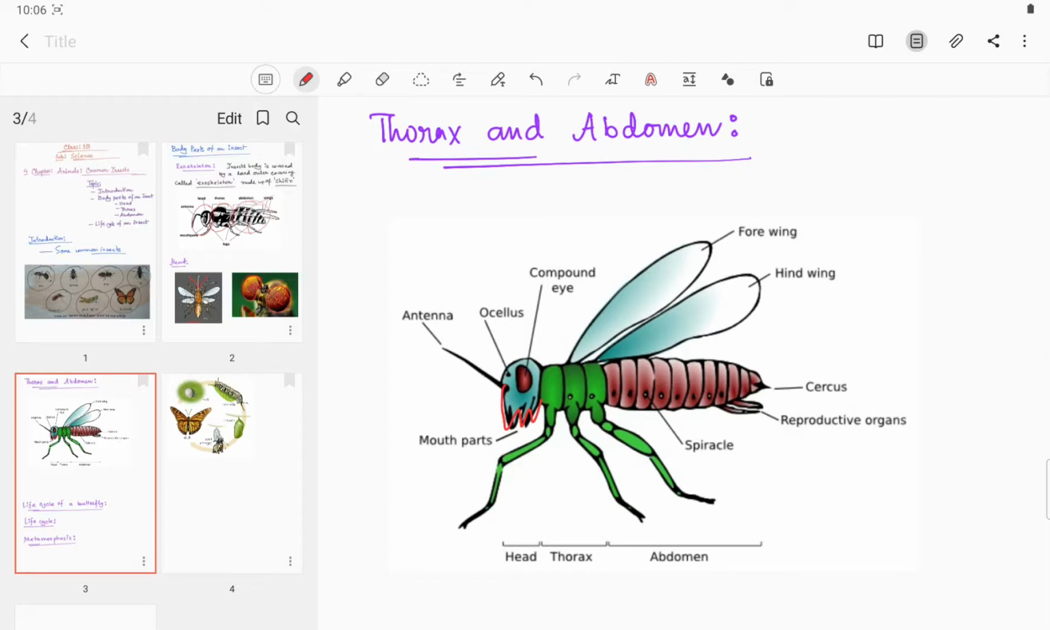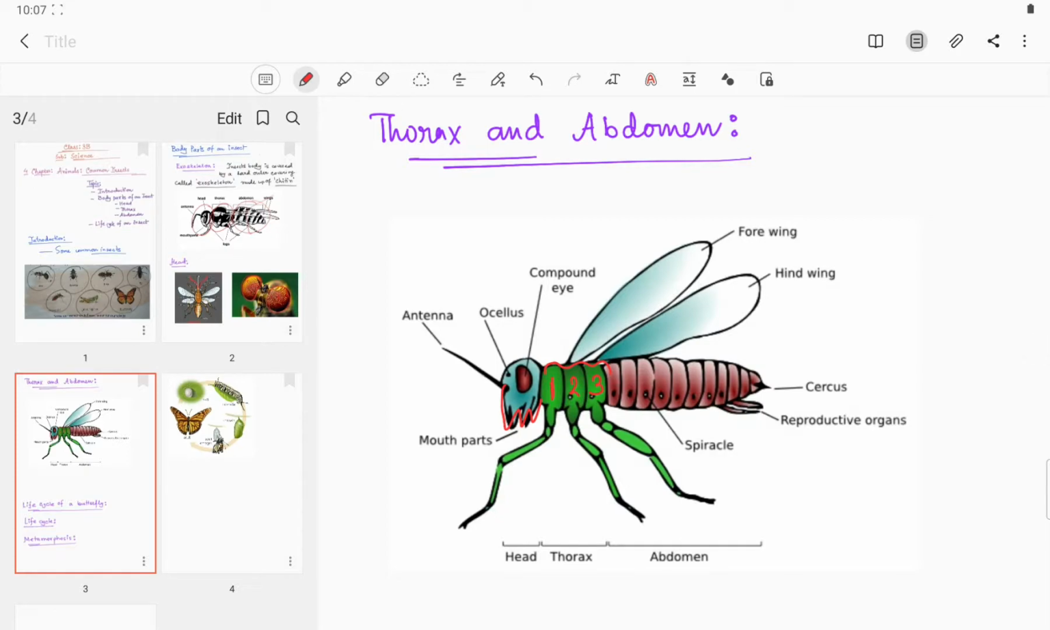The middle portion of an insect's body is known as thorax. This is the middle portion. You can check, this is the middle portion of an insect's body known as thorax. It is divided into three parts. You can check, this is one part, second part, and third part. So it is divided into three parts or three segments.